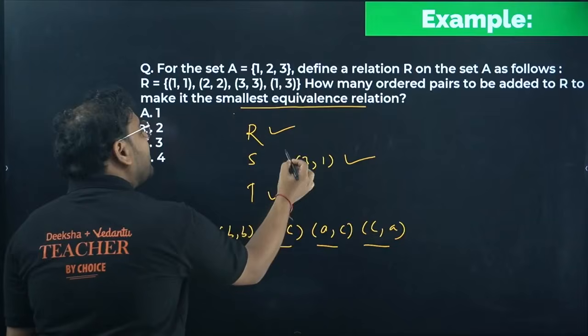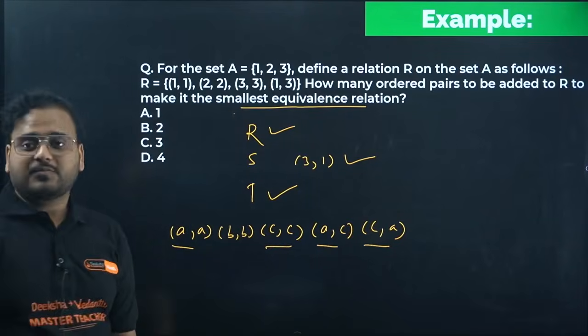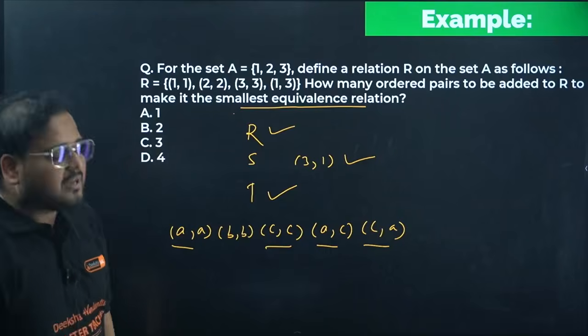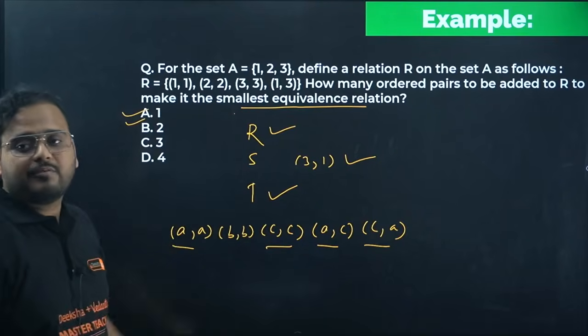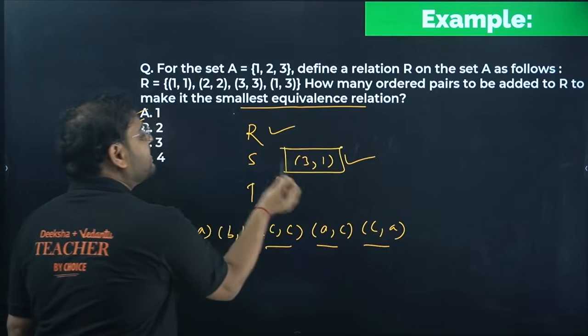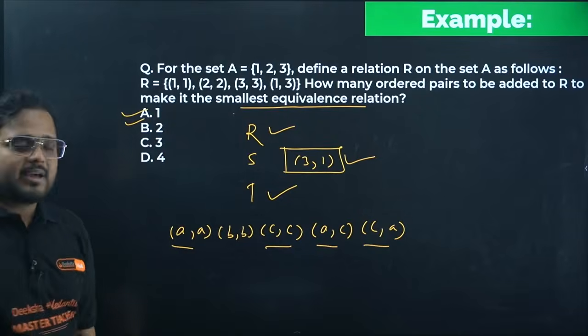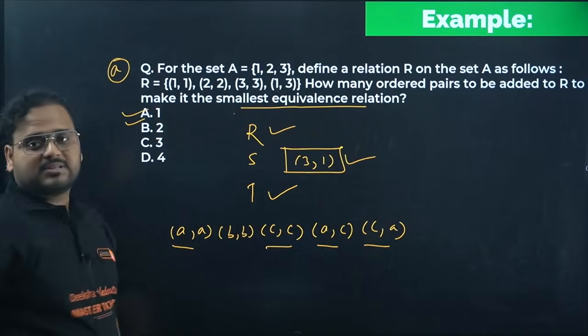It means you need to add only one ordered pair, which is 3, 1, to make the given relation an equivalence. Hence the answer, they're asking how many ordered pairs are to be added. We have only one, which is 3, 1. That's your answer. Once you add this, it becomes automatically symmetric, and the answer is option A. I hope this is clear. Moving on.